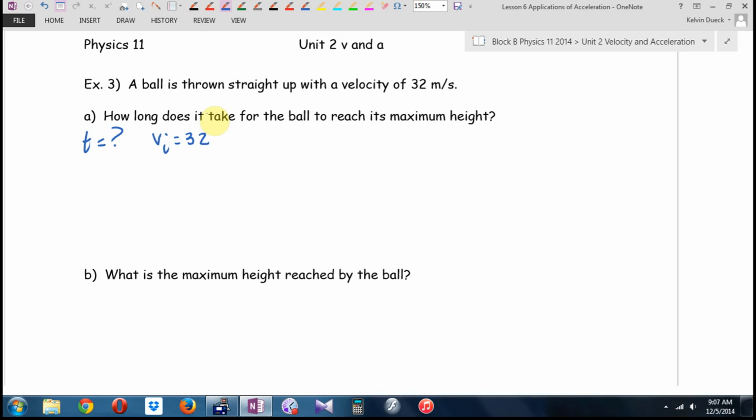Jordan, I'm going to argue with you. VI is not 0. You know what's 0? VF at the top. For a split second. An instantaneous velocity. Oh, we did instantaneous velocity a little. Oh, I know one more thing. Acceleration. We're in free fall.